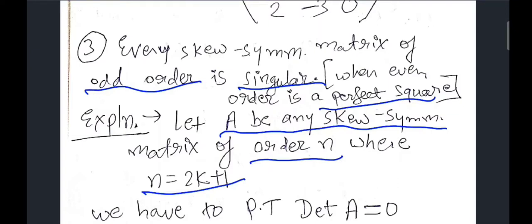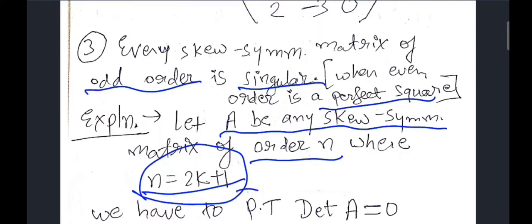Order n, again it will be a square matrix, right? For a matrix to be skew symmetric also, it must be a square matrix. So order n means it is of the order n cross n. If I say it is of odd order, how is an odd number represented? An odd number is represented as 2k plus 1, and even order will be represented as 2k. So n equals 2k plus 1.